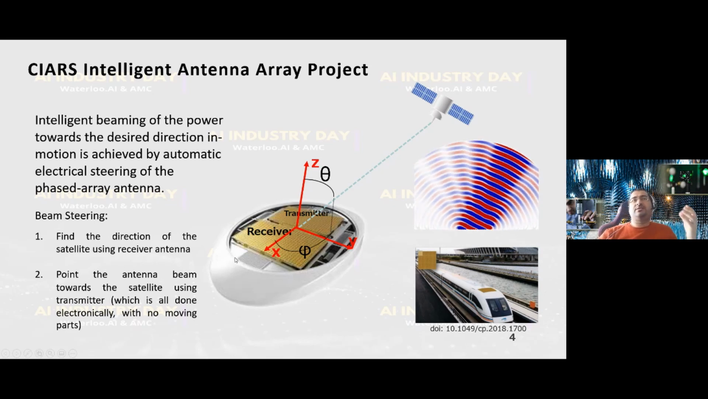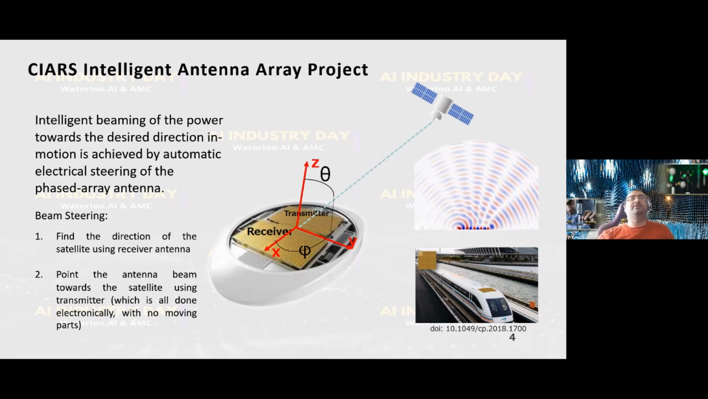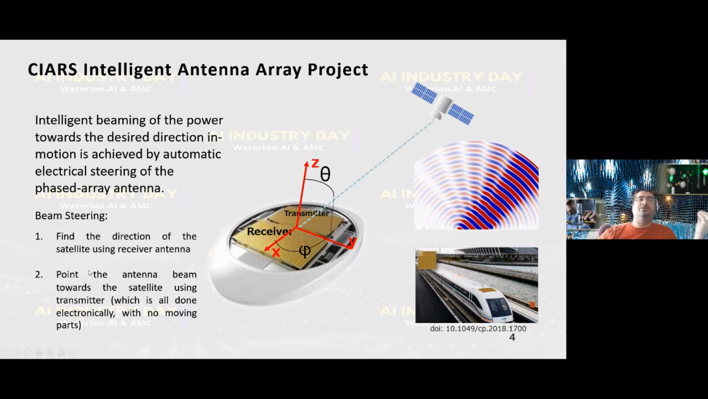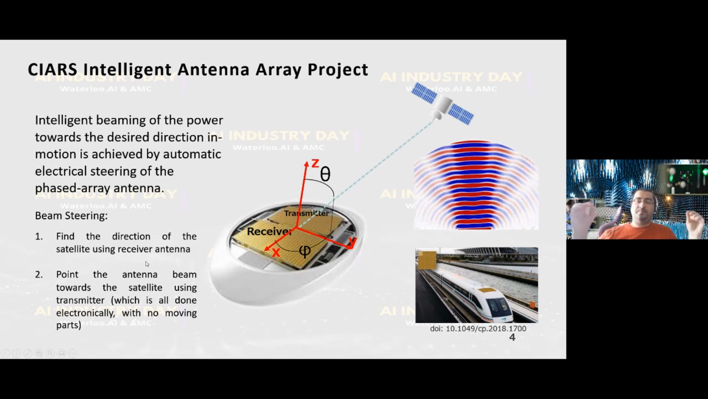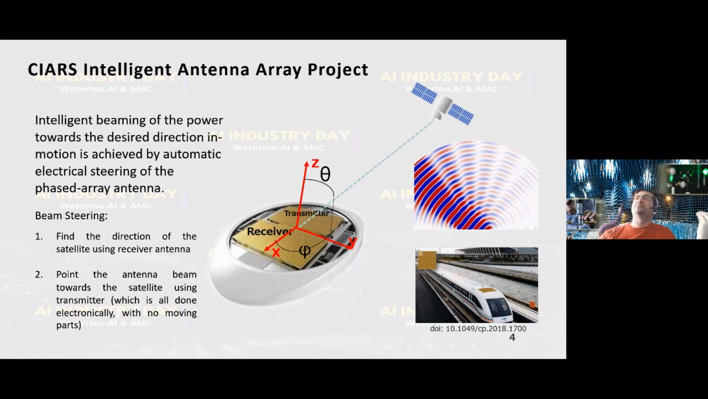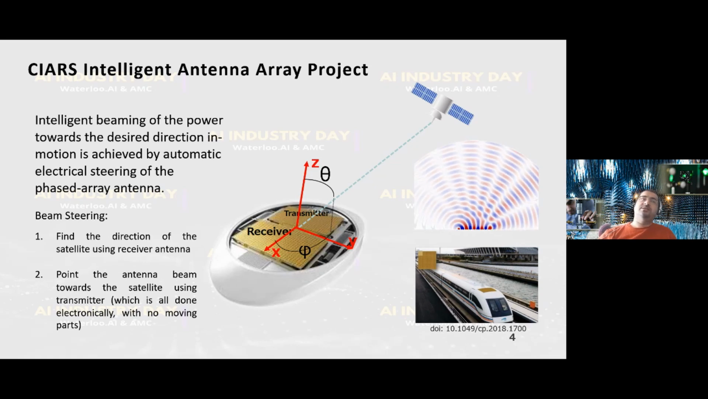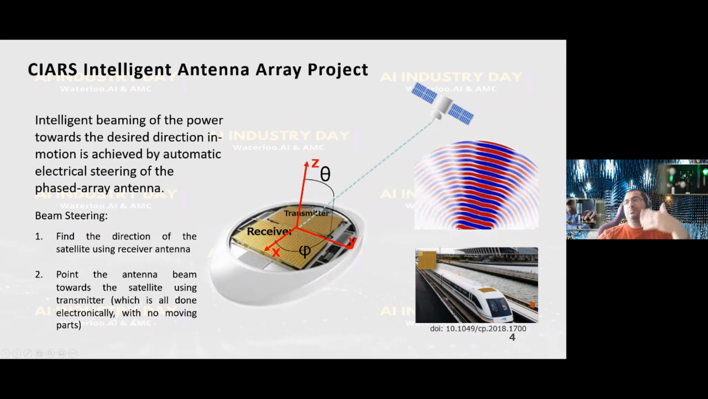This process of focusing on different satellites or tuning to a specific satellite is called beam steering, and it involves finding the direction of the satellite using the receiver antenna. We need lower accuracy for the receiver antenna, and then once we have found the satellite, we can tune on that, we can focus on that, and then we can send the signal using the transmitter and basically have our bidirectional, full duplex communication without any problem.